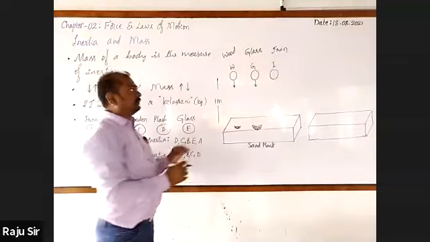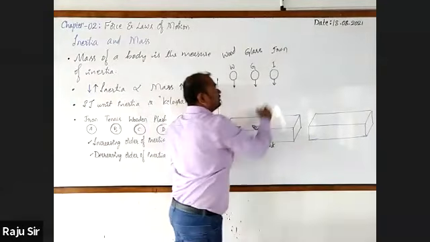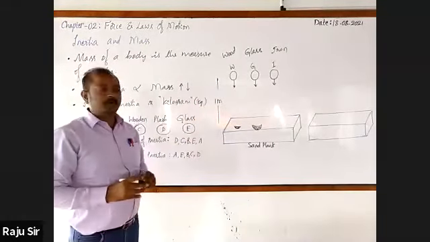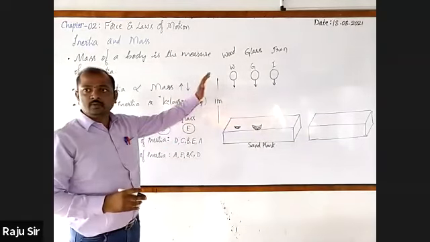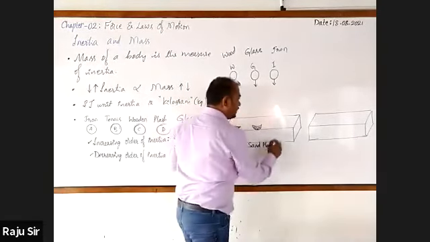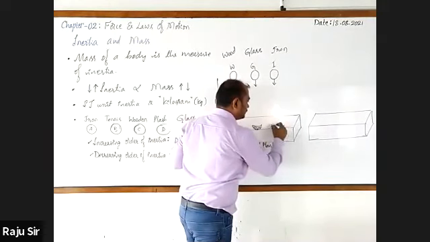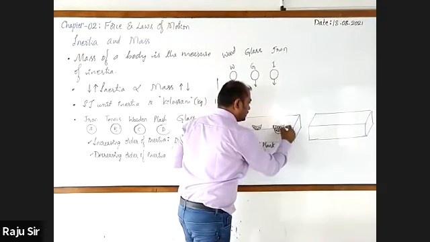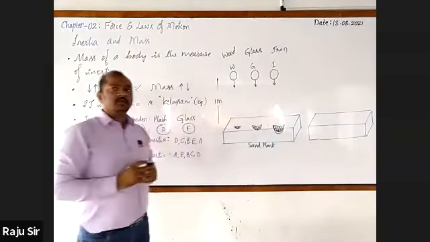Next, the iron ball is also allowed to fall from the same height. When it falls on the sand plank, it creates more depression.